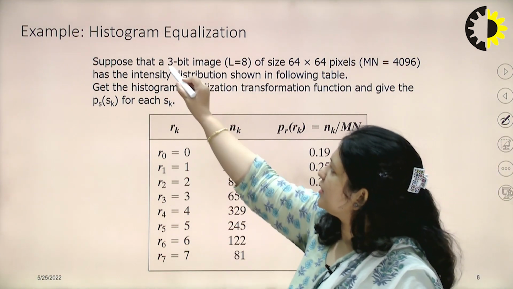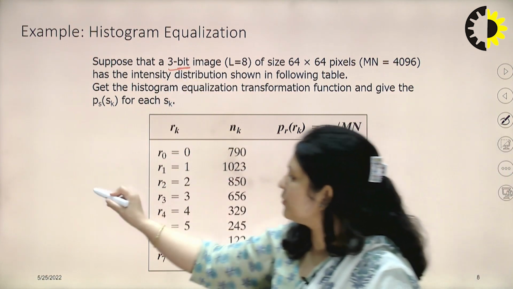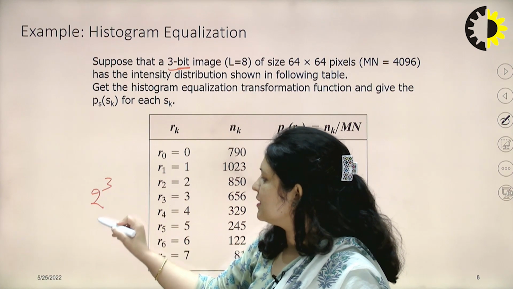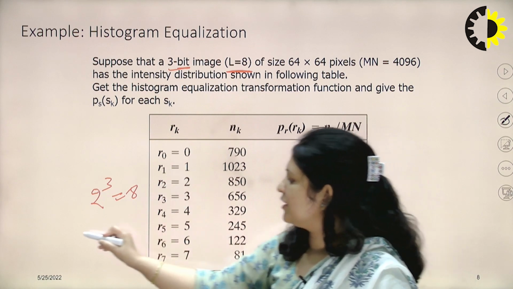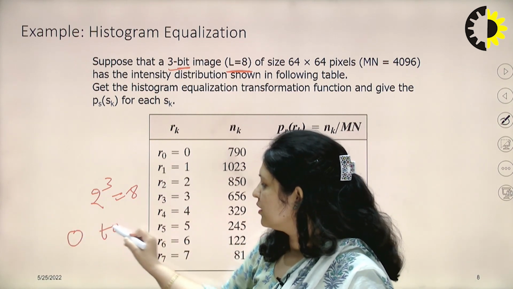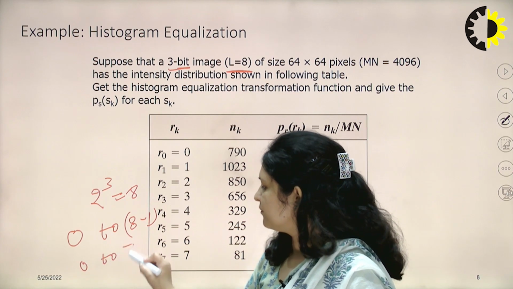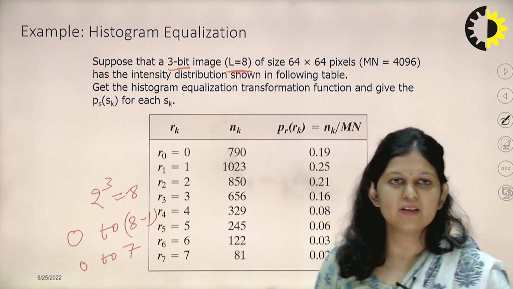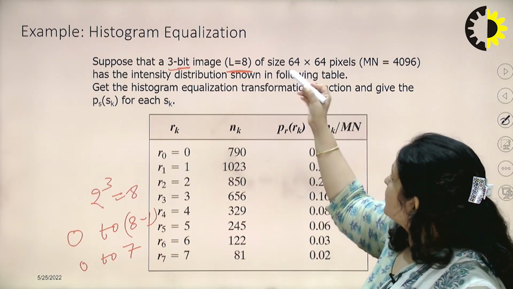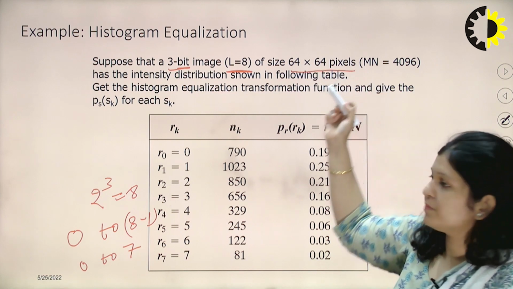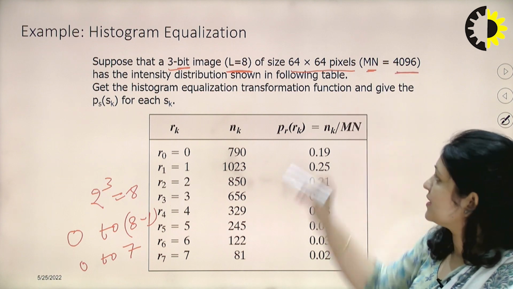Suppose we have a 3-bit image. 3-bit image means the maximum levels we can have is 2 to the power 3, that is 8. That can be the number of intensity values. The values it can take are from 0 to 8 minus 1, that is 0 to 7. That can be the intensity values which the pixels can take here. The size of the image is 64 cross 64 pixels. That is the number of pixels. MN would be equal to 4096.